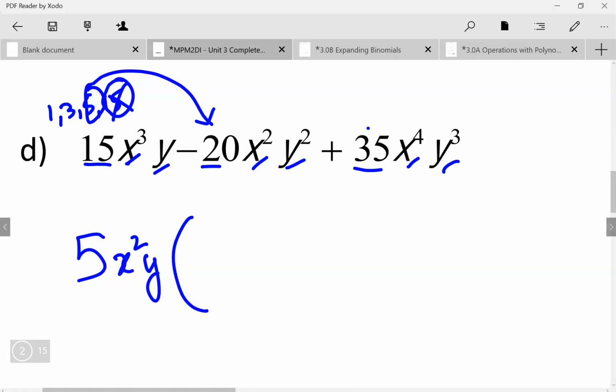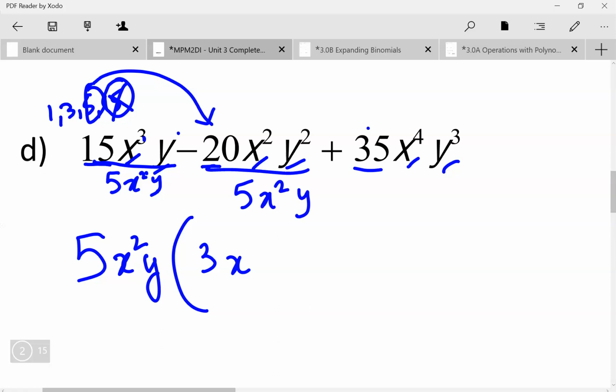And inside the bracket, what I'm going to get is this term divided by my greatest common factor, because I have divided out a greatest common factor from each of these terms. So once you do the division, 15 divided by 5 is 3. 3 minus 2 is 1. 1 minus 1 is 0. So y to the power of 0 is 1. So I'm not writing that. Again, this divided by 5x squared y.